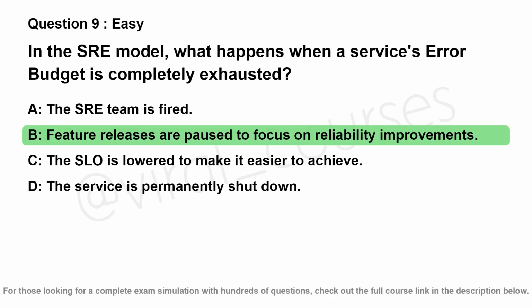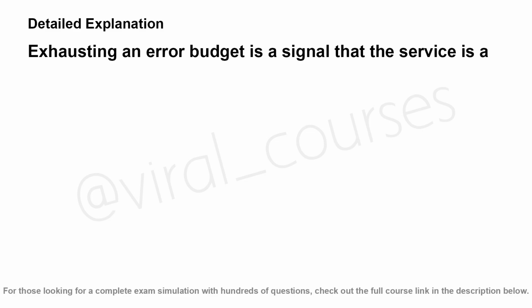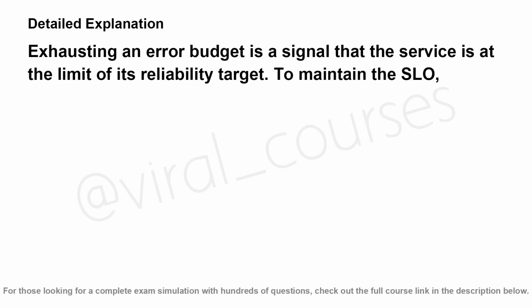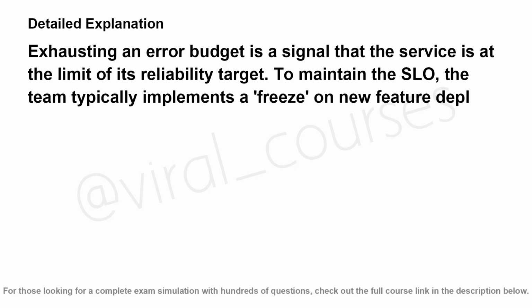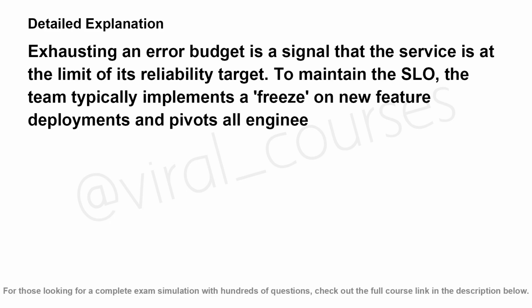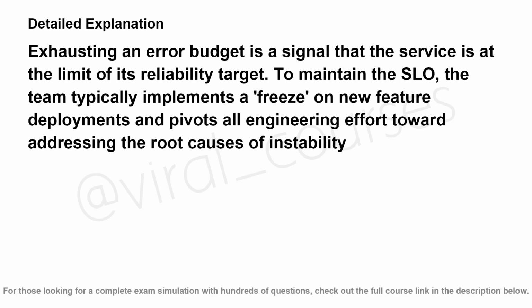The correct answer is B. Exhausting an error budget is a signal that the service is at the limit of its reliability target. To maintain the SLO, the team typically implements a freeze on new feature deployments and pivots all engineering effort toward addressing the root causes of instability until the budget recovers.